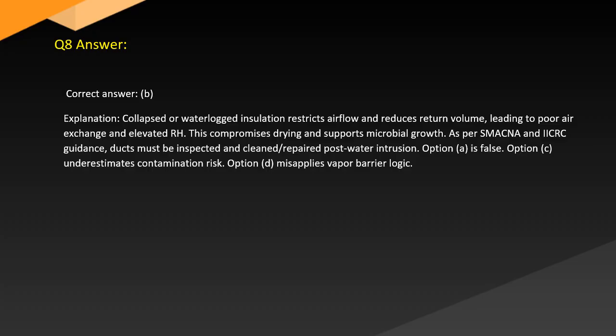Answer. Correct answer: B. Explanation: Collapsed or waterlogged insulation restricts airflow and reduces return volume, leading to poor air exchange and elevated RH. This compromises drying and supports microbial growth. As per SMACNA and HRConquer guidance, ducts must be inspected, cleaned, and repaired post-water intrusion.